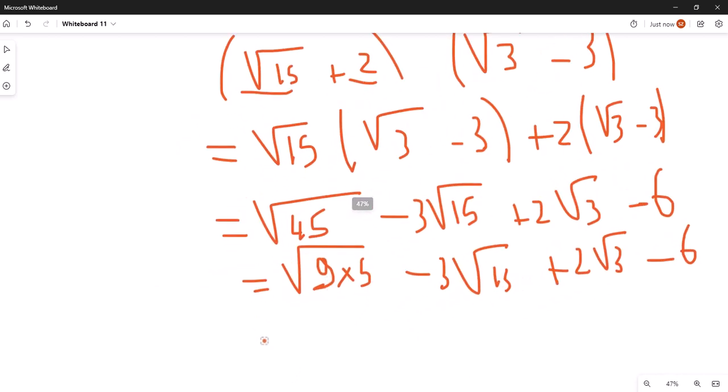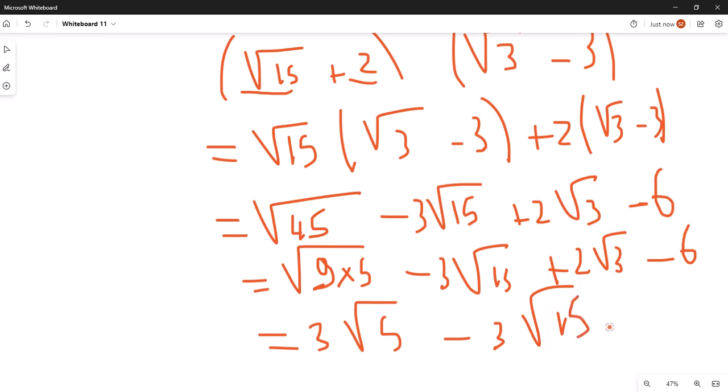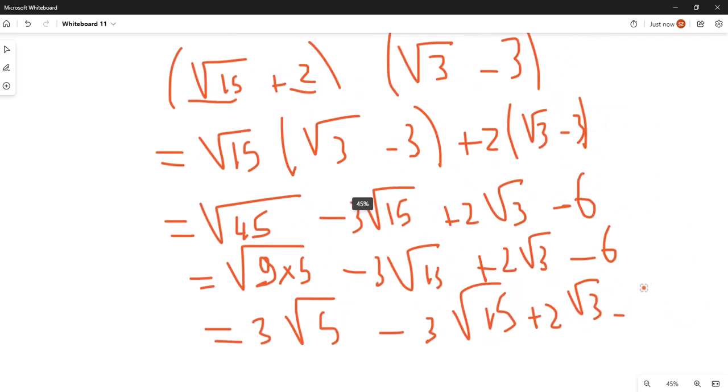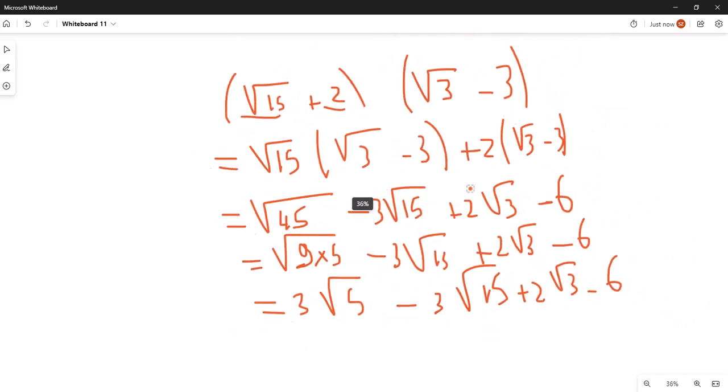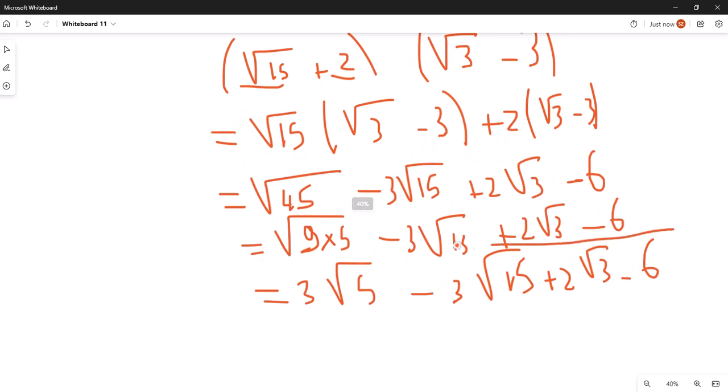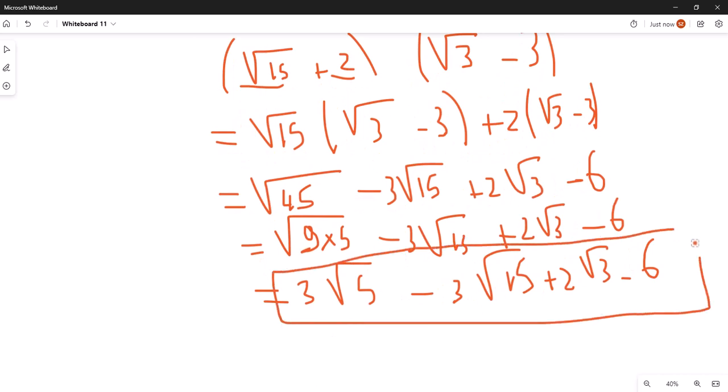So now square root of 9 is 3. So that's why it's 3 square root of 5 minus 3 square root of 15 plus 2 square root of 3 minus 6. That is the final answer. It cannot be simplified anymore.